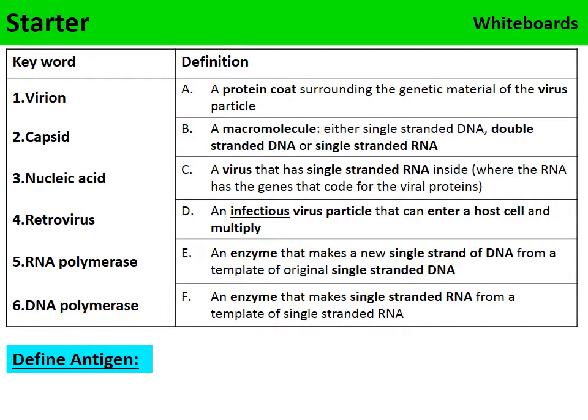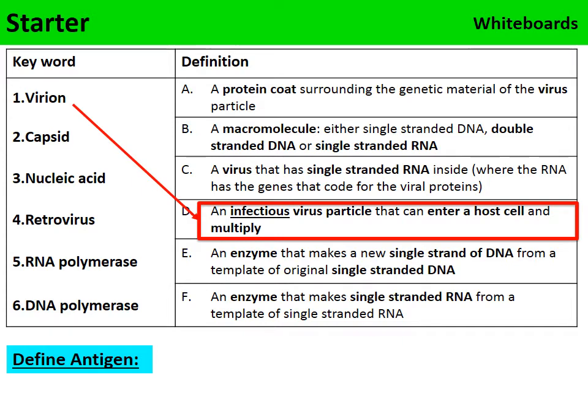So a virion: you can pause the video, if you like, to go at the quiz, and then we'll go through the answers very shortly. So number one, the virion then, well, that's the infectious virus particle. Now we know that can enter a host cell and it can replicate inside the host cell using, for example, the ribosomes for translation of the virus genes.